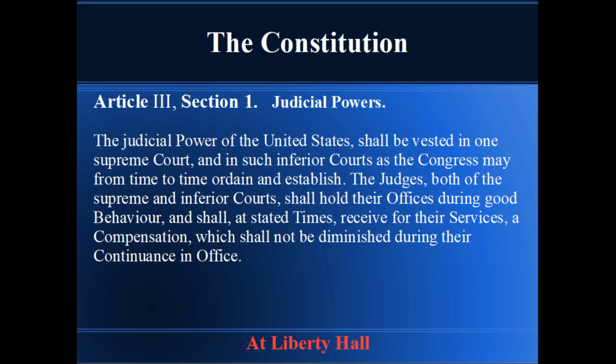Article 3, Section 1. Judicial Powers. The judicial power of the United States shall be vested in one Supreme Court and in such inferior courts as the Congress may from time to time ordain and establish. The judges, both of the Supreme and inferior courts, shall hold their offices during good behavior and shall, at stated times, receive for their services a compensation which shall not be diminished during their continuance in office.